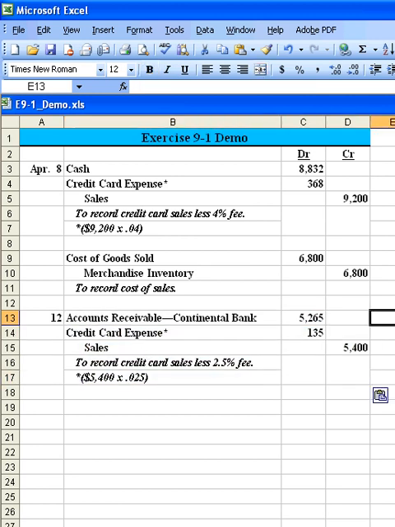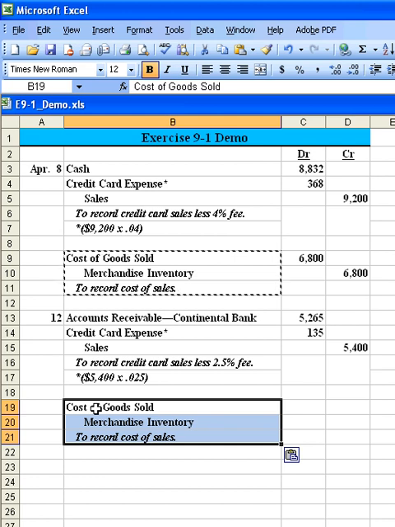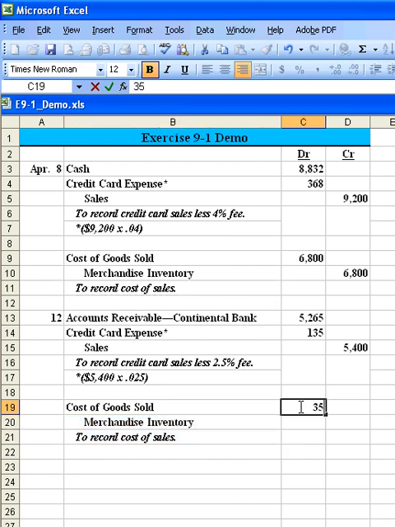And there you see that we had sales of $5,400 less a 2.5% fee that goes to credit card expense, and the remaining debit is a receivable to us of $5,265, which represents the $5,400 less the $135. Now again, we need to record the cost of goods sold and a credit to merchandise inventory because we are on a perpetual inventory system, and in this case that dollar amount is $3,500. So I'll just do that right there.